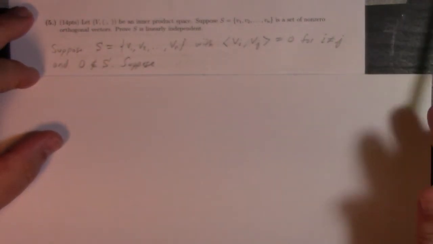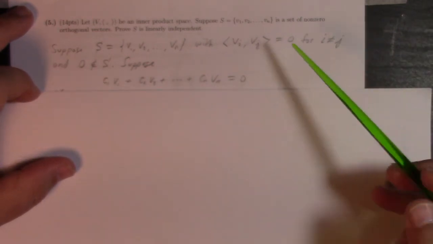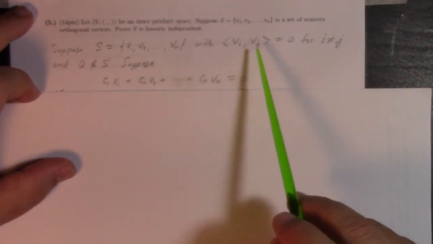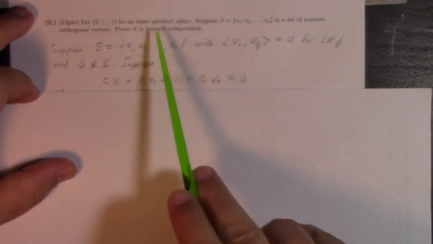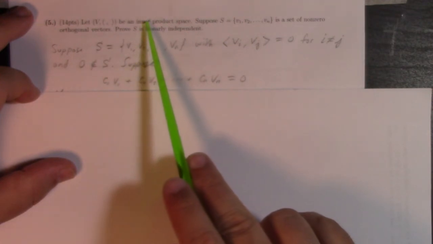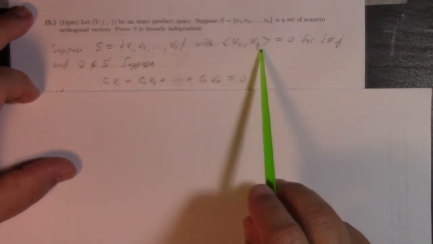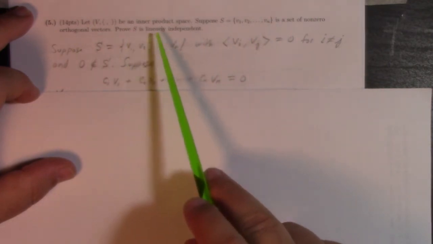We proved this in class. This is a pretty standard problem. But here goes. Suppose you have a set of vectors. They're non-zero. They're orthonormal. This is an inner product space. Some of you are saying dot product. It's possible this is a dot product, but it's not given. Inner product is more general than dot product. Prove S is linearly independent.